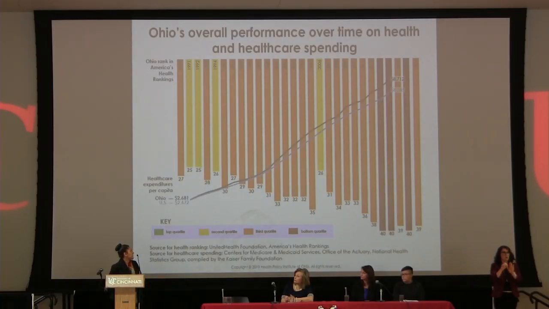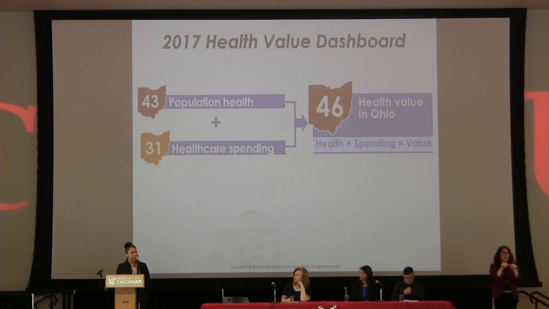Over the past few decades, we have seen that our health outcomes have really worsened over time, and that our healthcare spending has increased over time as compared to other states. And we know that this trajectory is just not sustainable. In HPIO's most recent Health Value Dashboard, which was our 2017 edition, Ohio ranked 46th on health value, which means Ohioans are living less healthy lives and are spending more on healthcare than people in most other states. We ranked 43rd on population health, and 31st on healthcare spending, so in the bottom two quartiles across all states.